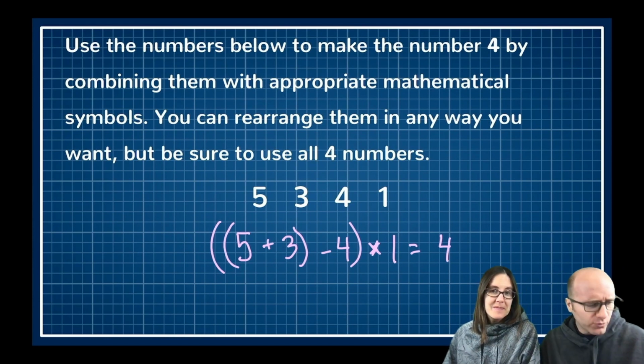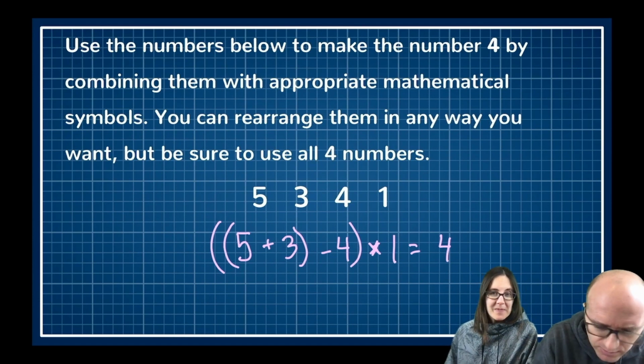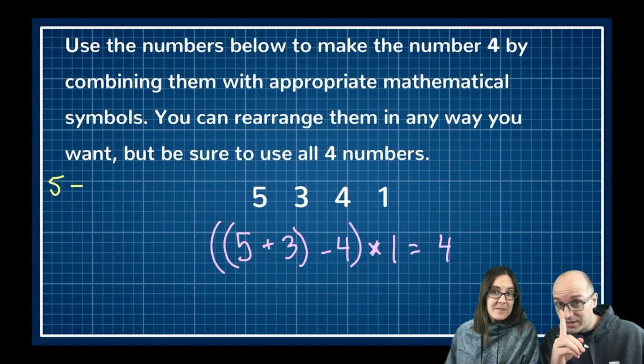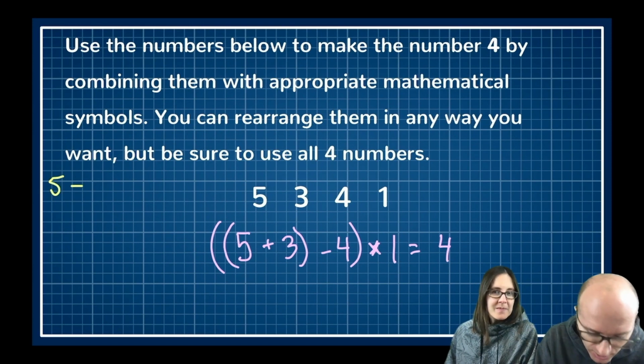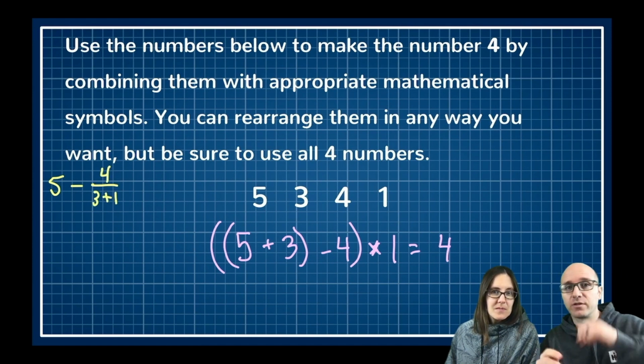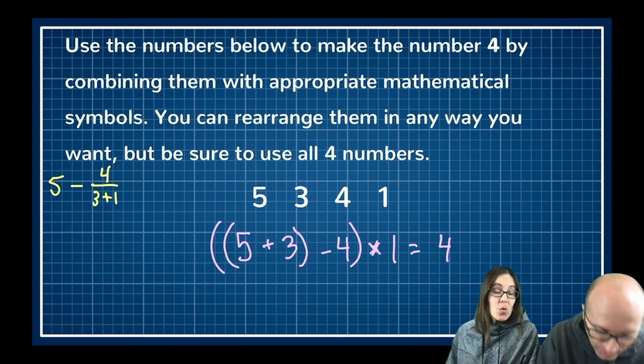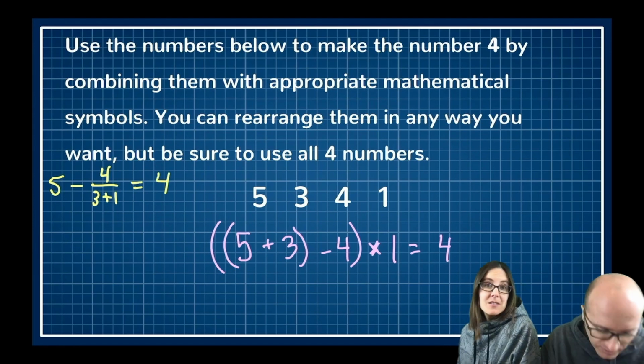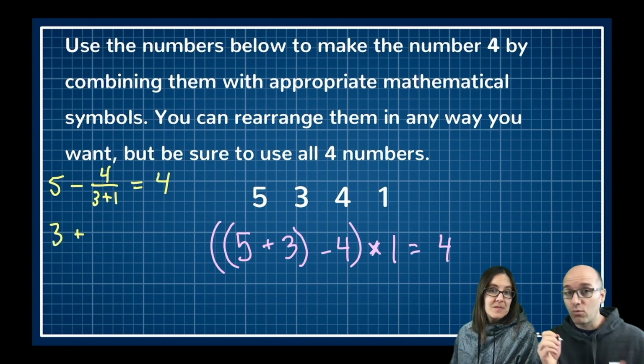I saw a few other ways of doing this. So we could do 5 minus the number 1. And there are a couple ways of getting that number 1. We could do 4 divided by 3 plus 1. Or we could have done 3 plus 1 divided by 4. And that's going to give us 4. Or we could have done 3 plus 1.